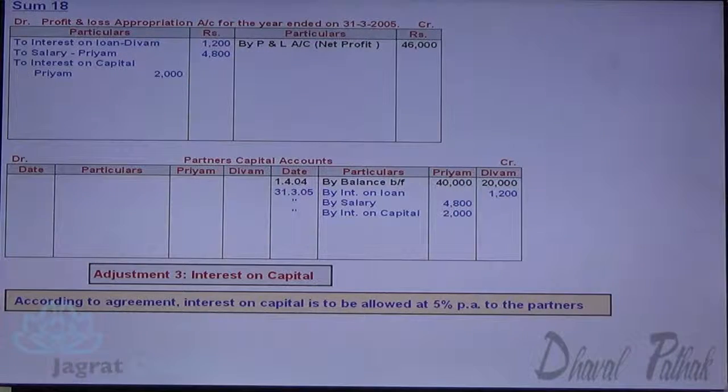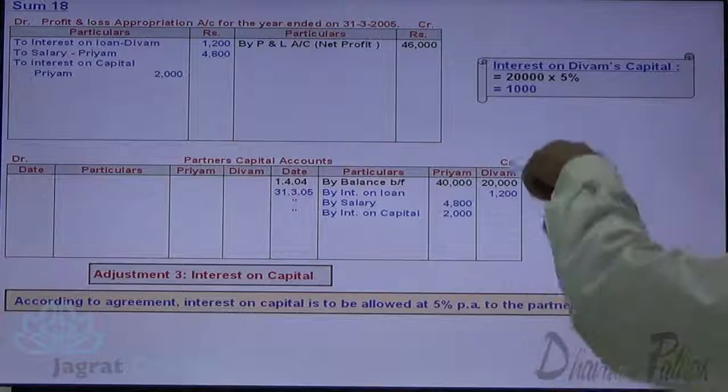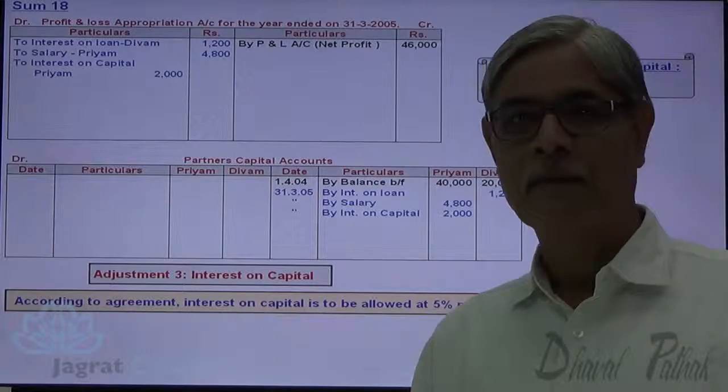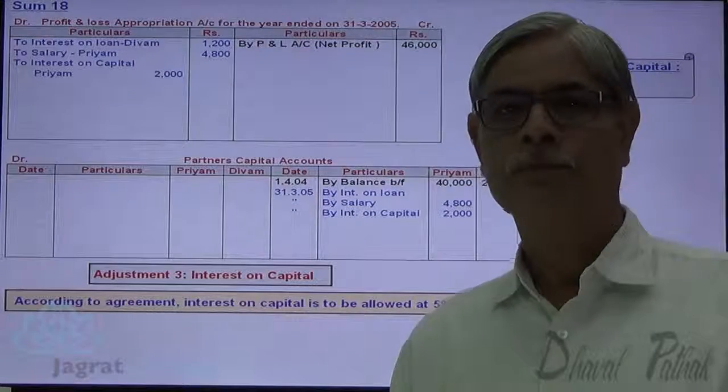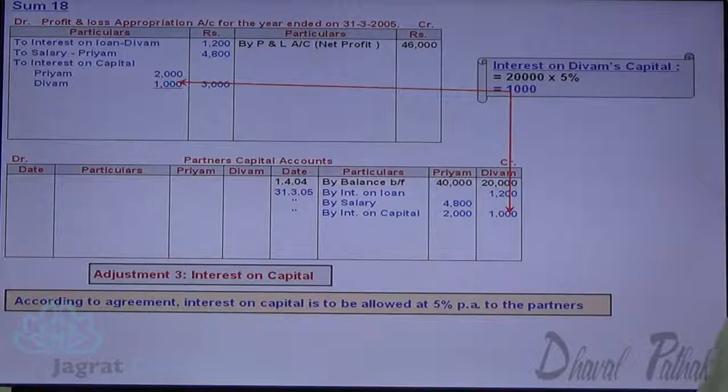Now let me calculate the interest for Divam. 20,000 into 5%, 1,000. Interest on capital of Divam credited to Divam's capital account and debited to profit and loss appropriation account, being appropriation of profit.